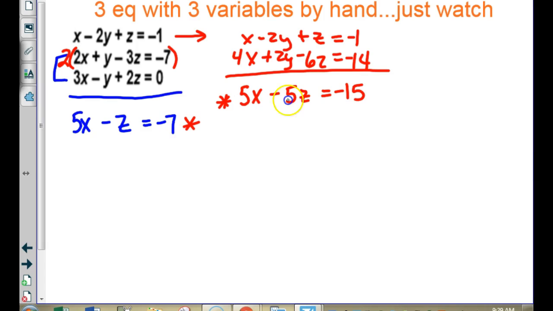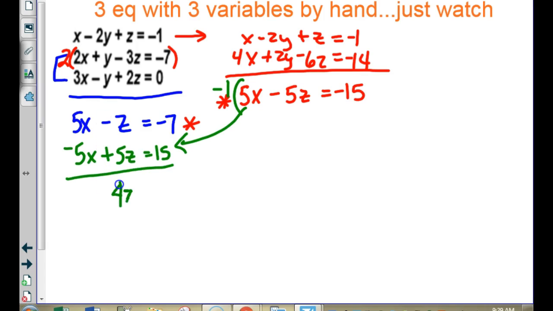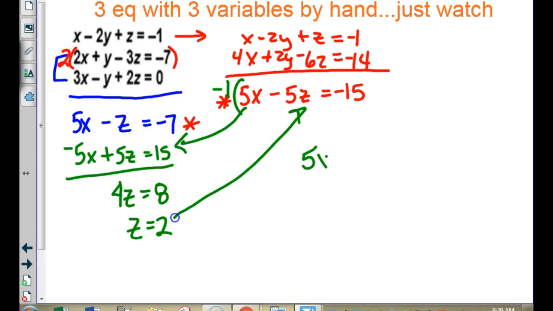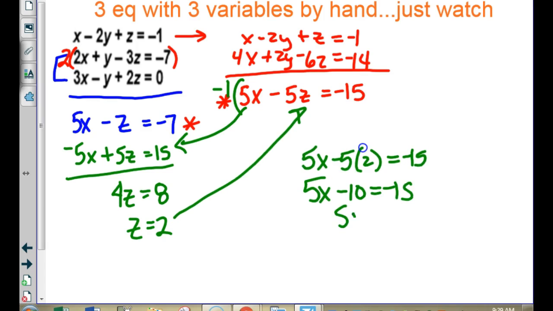Okay. If I took this one and I put it under here and I changed all the signs, so I multiplied it through by a negative 1, I'd have negative 5x plus 5z equals 15. Then if I added these 2 together, I'd get 4z equals 8, z equals 2. Then I'd plug that z back in anywhere I wanted. 5x minus 10 equals negative 15, so 5x equals negative 5, x equals negative 1. Then I would put that x and that z back in one of these to solve for y.